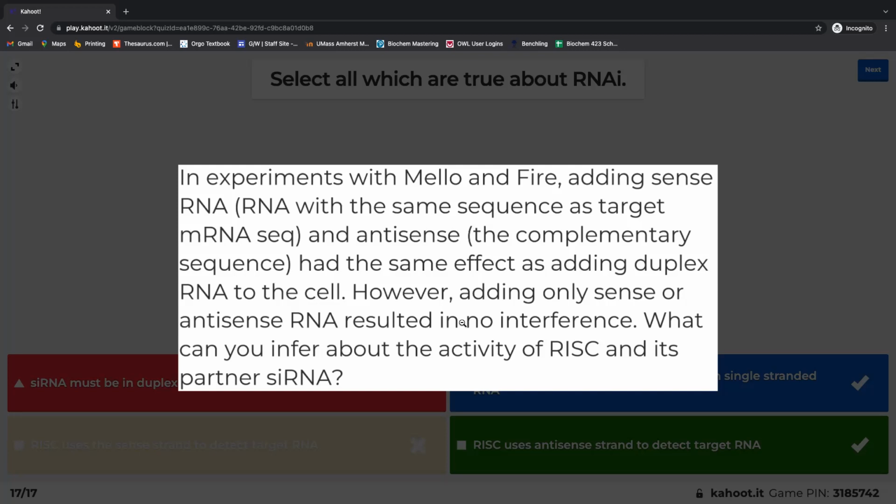When you add sense and antisense, they couple with each other. They're complementary to each other, so they couple into a duplex. So it doesn't matter if you add duplex RNA or if you add sense and antisense, the sense and antisense will eventually duplex anyways. And if you're adding sense and antisense, that works, and if you're adding sense alone, that doesn't work, what is most likely doing the work? The sense and the antisense.